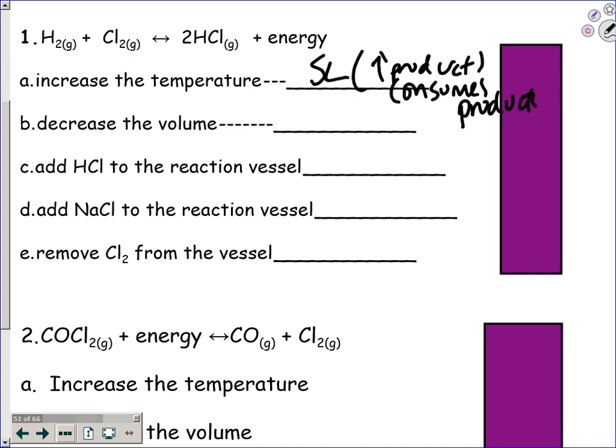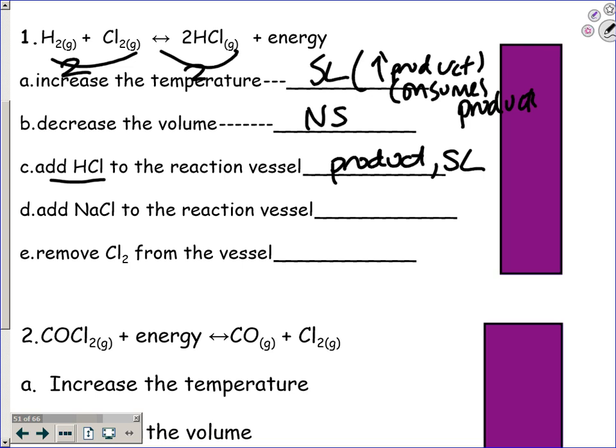Decreased volume causes a no shift, because there are how many moles here? 2, and how many moles here? No way will alleviate it, so nobody gets the win here. Adding HCl, it's a product, so if you've added a product, which way does it shift? Left, because it's going to go away from the products. Adding sodium chloride. No shift. Do you see sodium chloride up here at all? Nope, so it's not relevant to our equilibrium system, so it's a no shift.